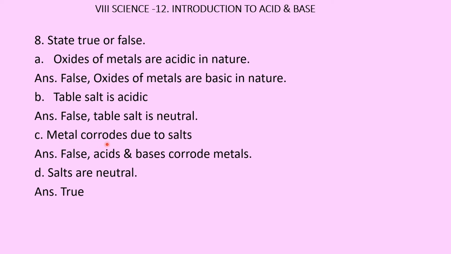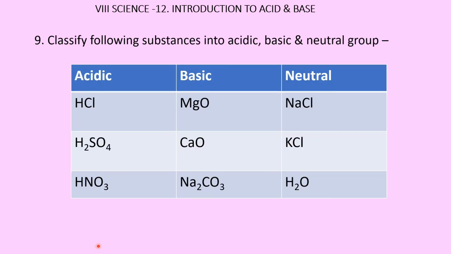Metal corrodes due to salts. False. Acids and bases corrode metals. Metals are corroding because of acids and bases, not because of salts. Next one, salts are neutral. True.